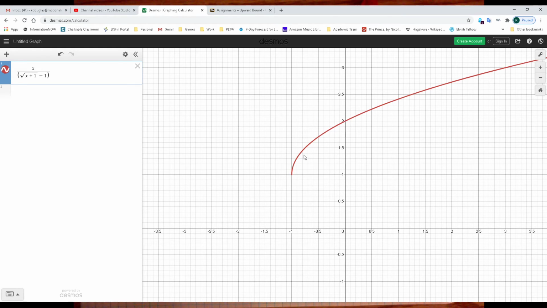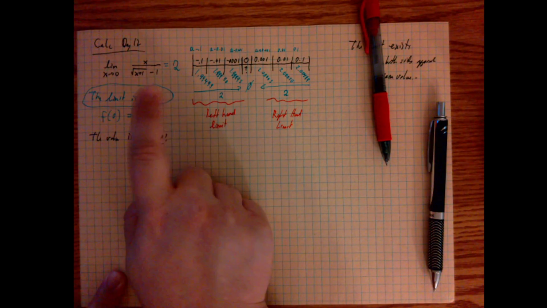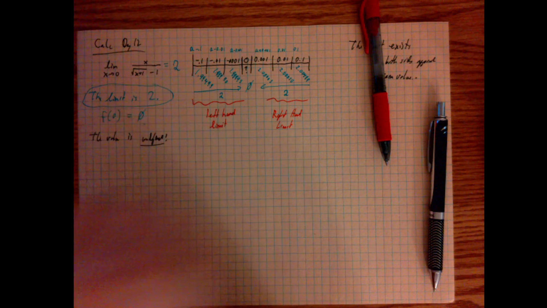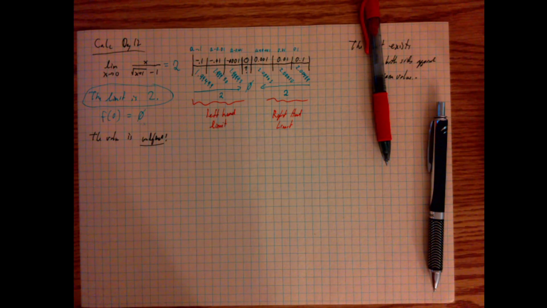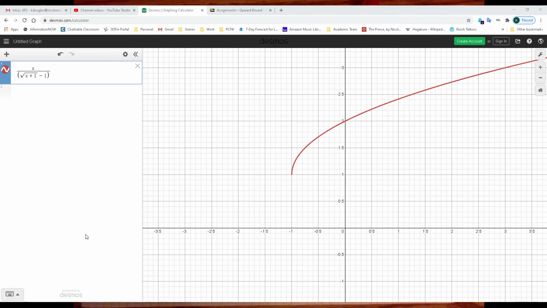It's logical. This side is getting towards 2, this side is getting towards 2, yet when I actually get there, it's undefined. And so from the picture, we can see my left-hand side approaches 2, my right-hand side approaches 2, and that's why my answer is, the limit is 2. It makes sense.